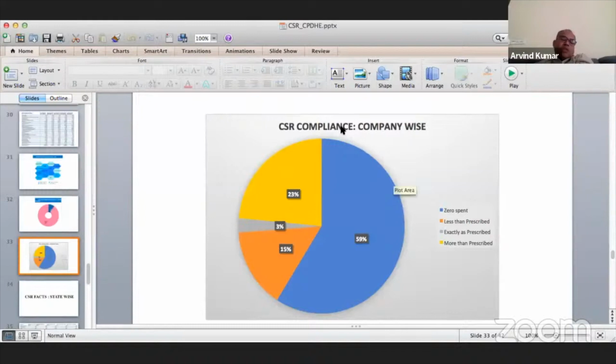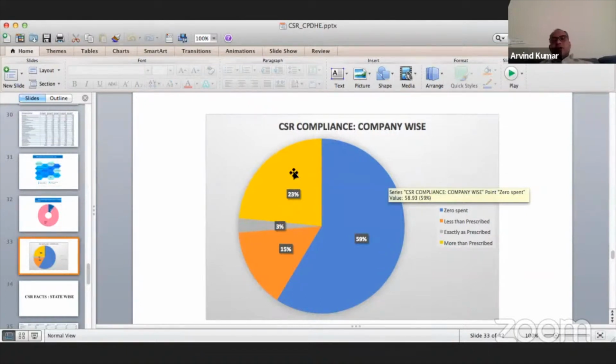Then you can also see, as far as compliance is concerned, zero spent: 59% are companies which have no CSR projects, and 23% spent less than the prescribed amount. A pictorial presentation is there, but it does not mean that there are no companies which have spent more than 2%.